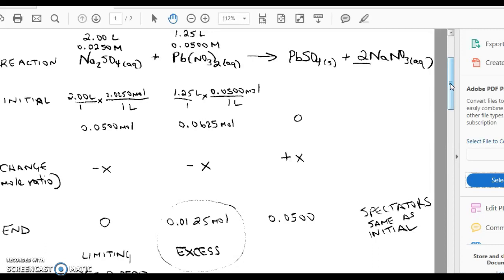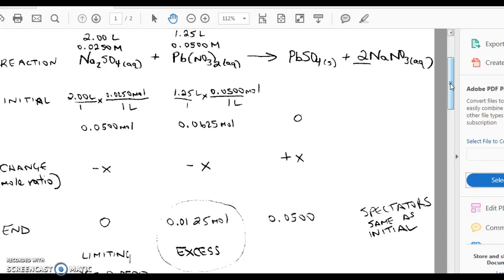I also write down as an initial concentration or initial number of moles of my product, 0. And really I'm only paying attention to the lead sulfate product because that's what I'm asked about in the problem. And I'm going to think about the sodium nitrate in a slightly different way. I'm not going to think about it in the table because those are spectator ions. Whatever number of moles are formed in the reaction is really the same as I'm going to have to begin with because nothing changes about those ions. And I just think it's easier to think about their initial number of moles rather than their final number of moles.